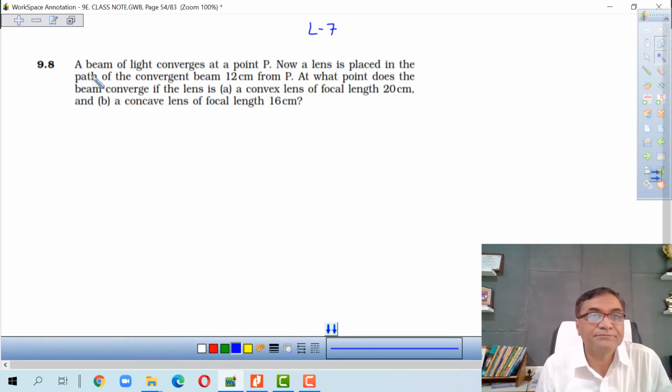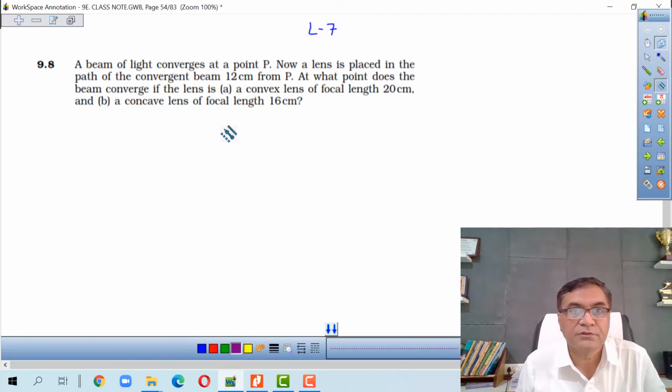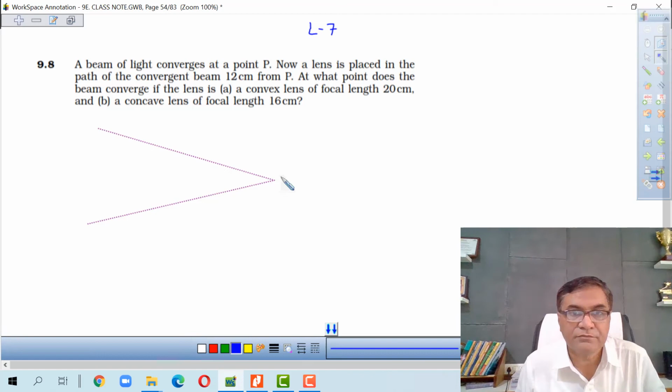Exercise problem. A beam of light converging at point P. Now a lens is placed. So this is supposed converging light. This point is P, and this is converging light. There are many rays, but I use only two.